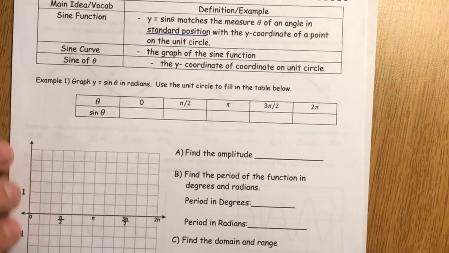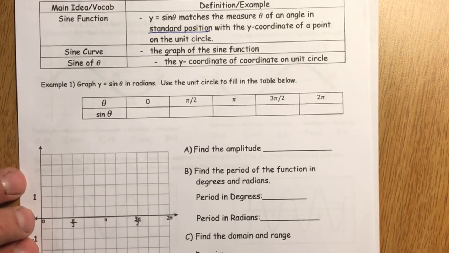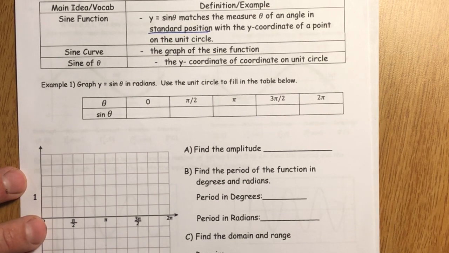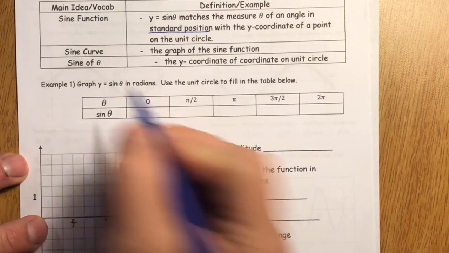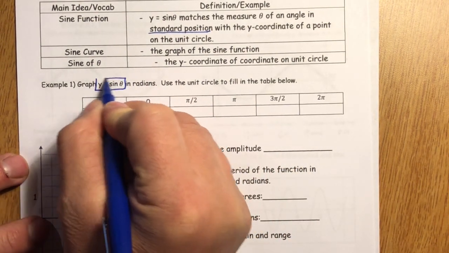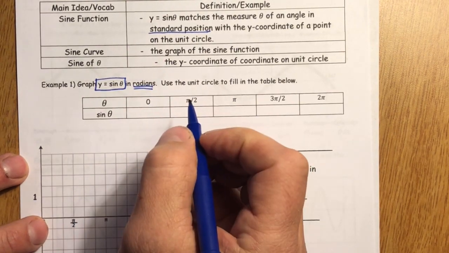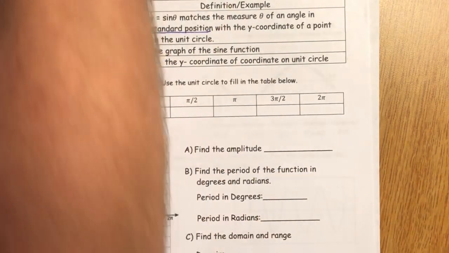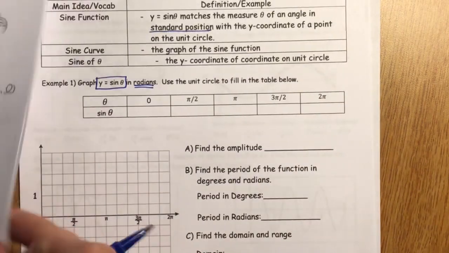And remember, guys, you can stop and start these notes as much as you want. Go back through. If you're not understanding something, just rewatch it if I go too fast. All right, so graph y equals sine of theta in radians. Use the unit circle to fill out the table below. You should have this unit circle sitting right next to you.